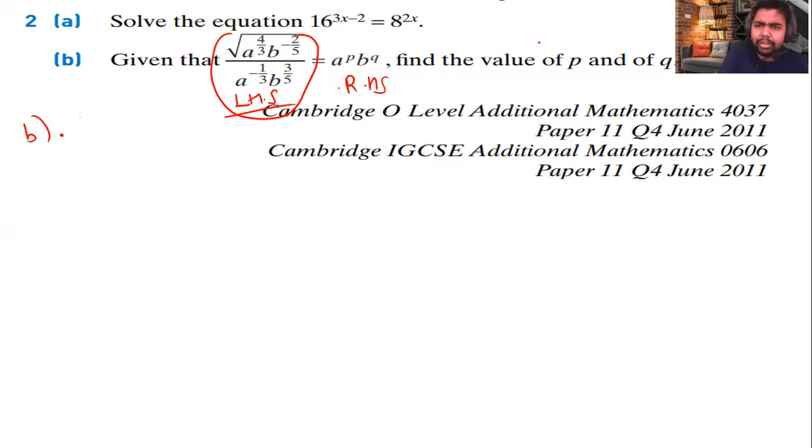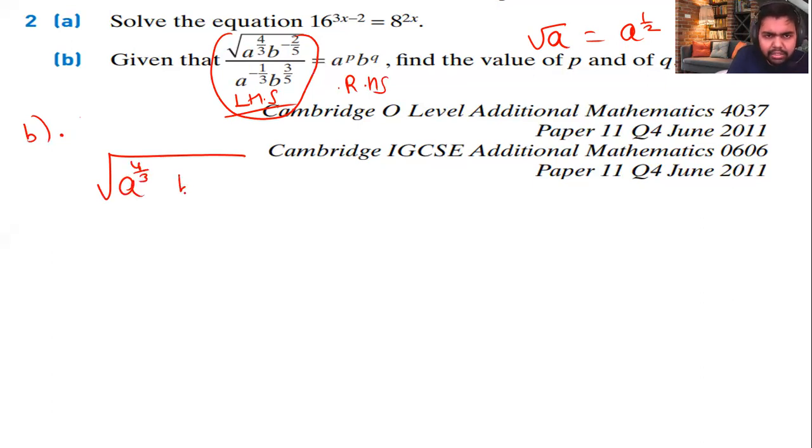You might know that if there is a root, it converts into a to the power half. So here try to understand. First of all, let me write the question. a, its power is 4 by 3, and again I have b, its power is minus 2 by 5. And this whole thing is divided by a to the power minus 1 by 3, and b to the power 3 by 5.